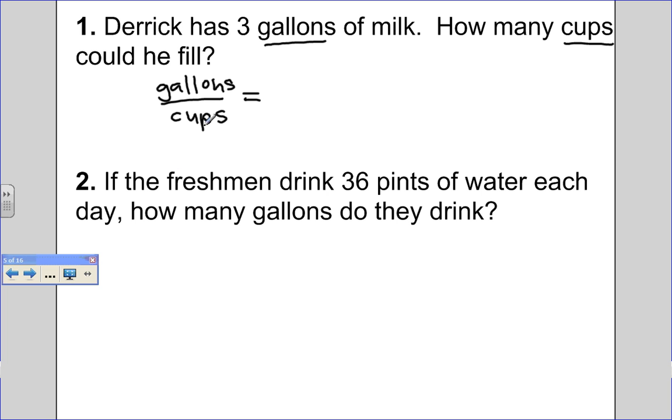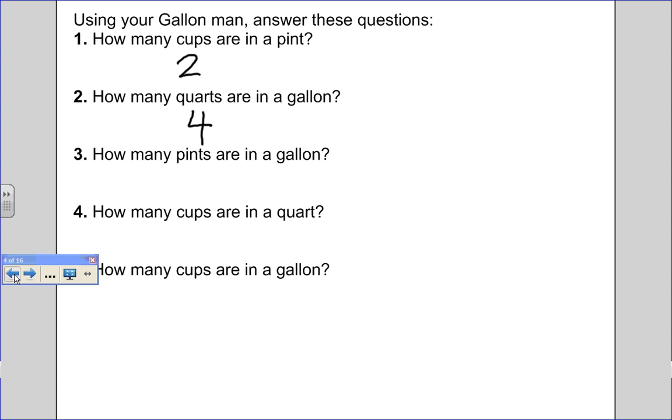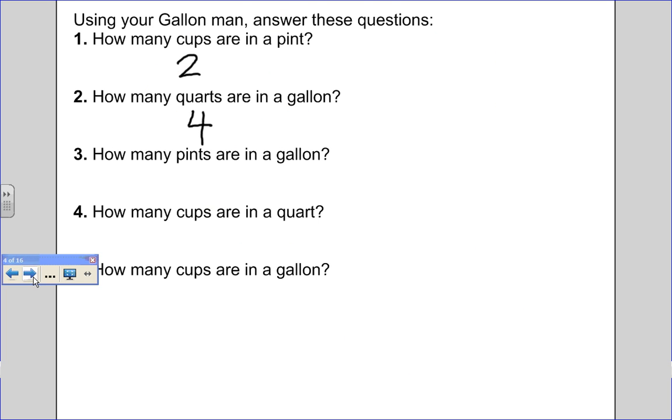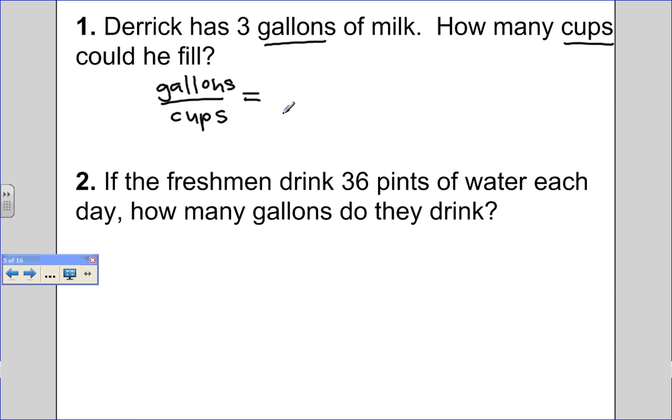And the special thing about gallon man is he helps us know what the whole first fraction is. So if we look back at our gallon man, we have to count up how many little C's are inside the big G. There's 2, 4, 6, 8, 10, 12, 14, 16 cups inside the gallon. So we know that there's 16 cups, I'm putting it on the same level as cups, in 1 gallon. And then I get my third number from the actual problem. Here it says he has 3 gallons of milk. So 3 gallons is going on top because that's where I have gallons written, equals X.